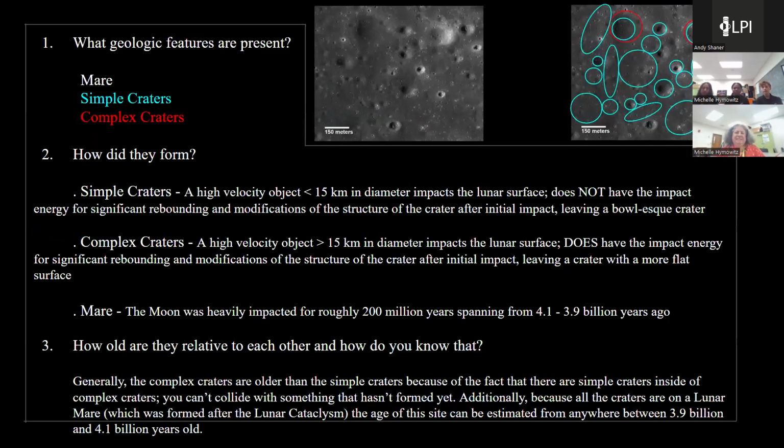So the 3 geological features, as mentioned before, were mare, simple craters, and complex craters. The main thing between simple and complex craters is that simple craters are normally less than 15 kilometers in diameter and don't have the energy required to do a lot of displacement. They tend to leave a more bowl-like crater compared to complex craters' more flat surface. And mare are low spots and dark spots on the moon that formed because of the lunar cataclysm over the period of 4.1 and 3.9 billion years ago. Generally speaking, the complex craters are older than the simple craters because you can't crater inside of something unless it's there. And the mare are older than complex craters because the complex craters can't crater inside the mare if it doesn't exist.